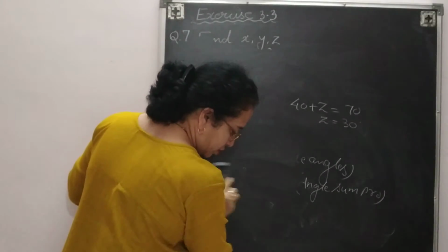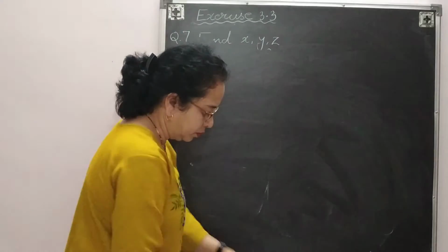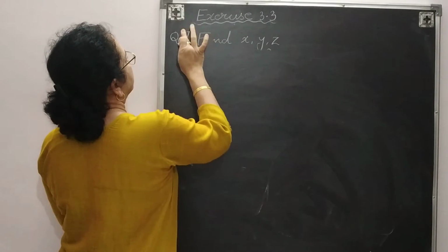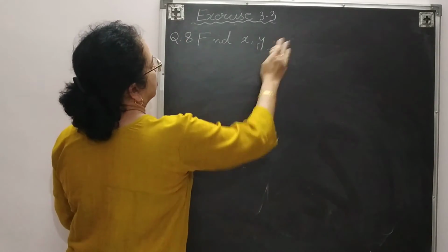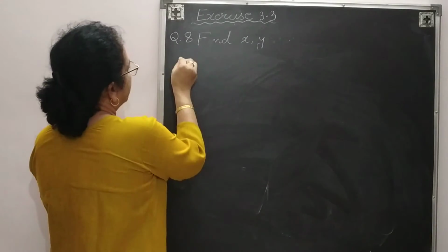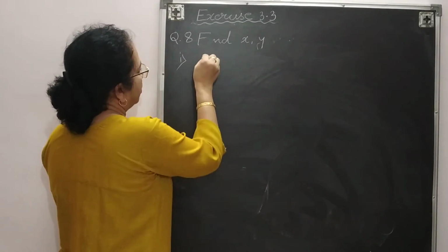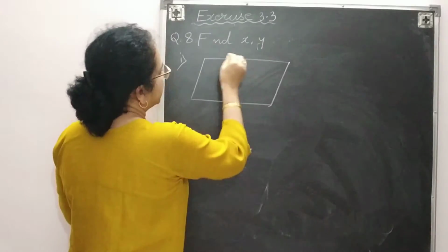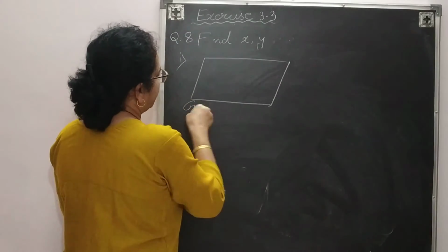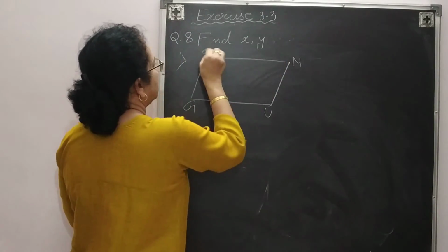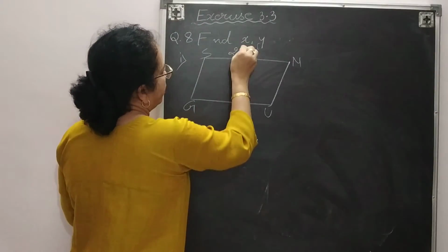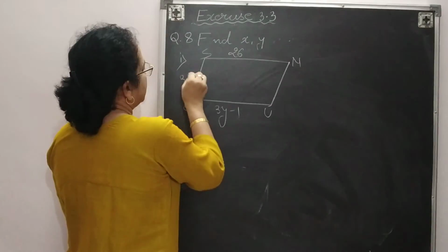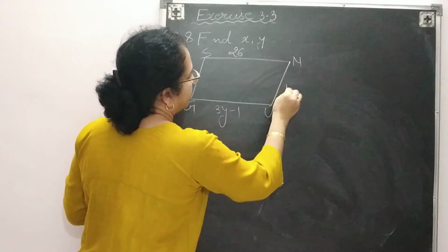Now my next question is question number 8. Question number 8 is again find x and y. z is not there, so x and y. So the first one in question number 8, again one parallelogram is given. Their sides are given. Name of the parallelogram is GUNS. So write down GUNS. Here this is given 26. This is given 3y minus 1. This one is 3x and here it is 18.